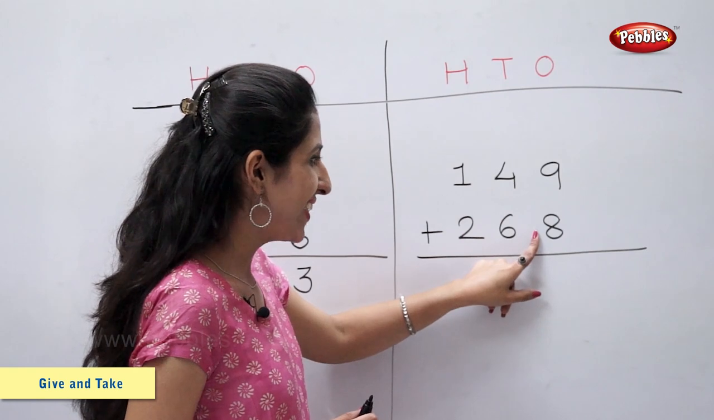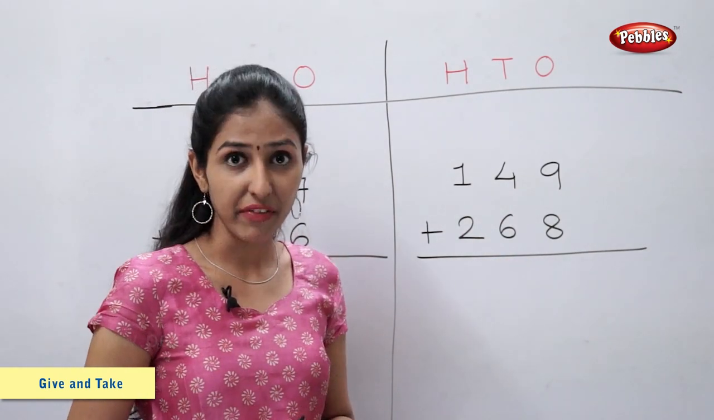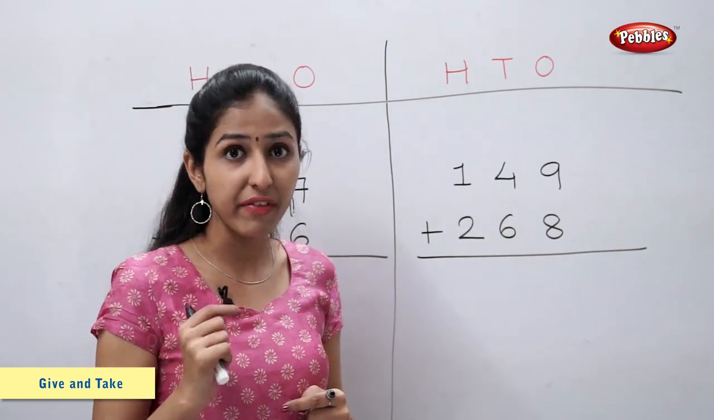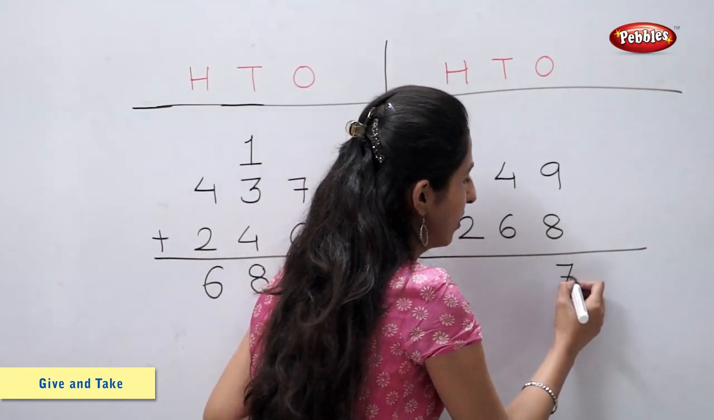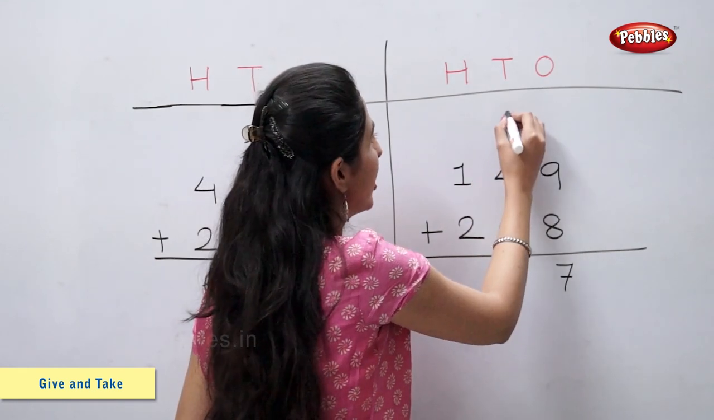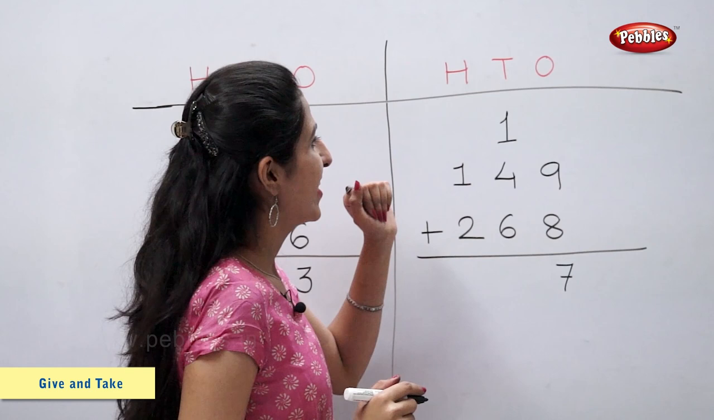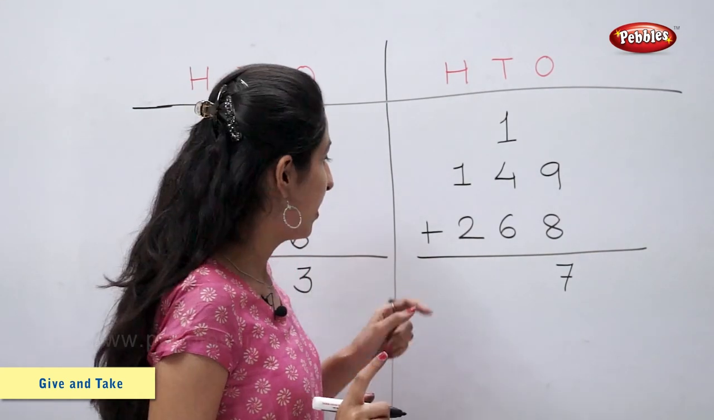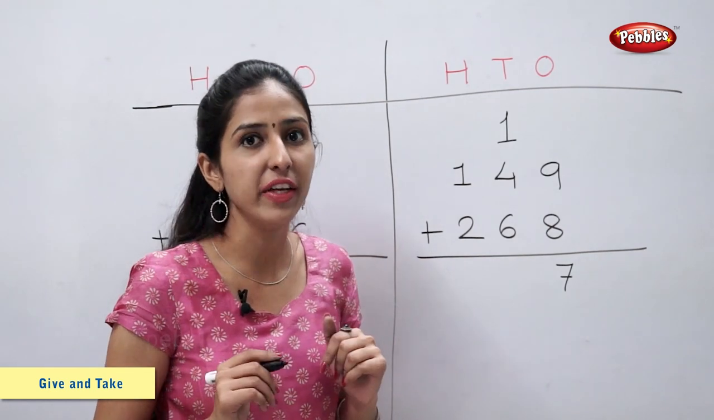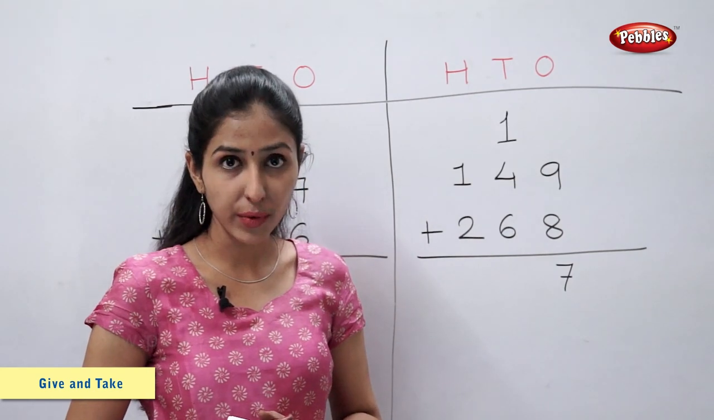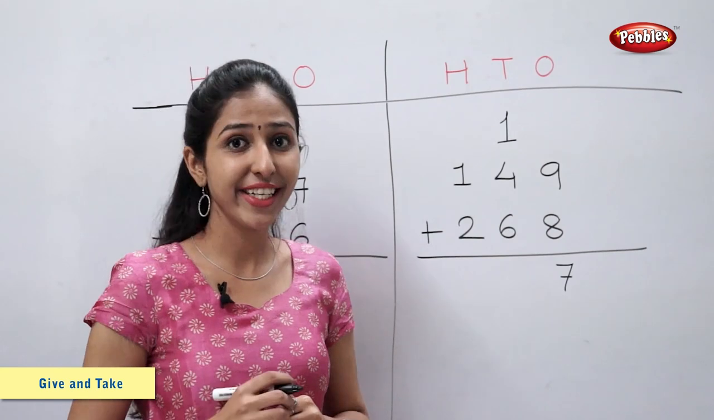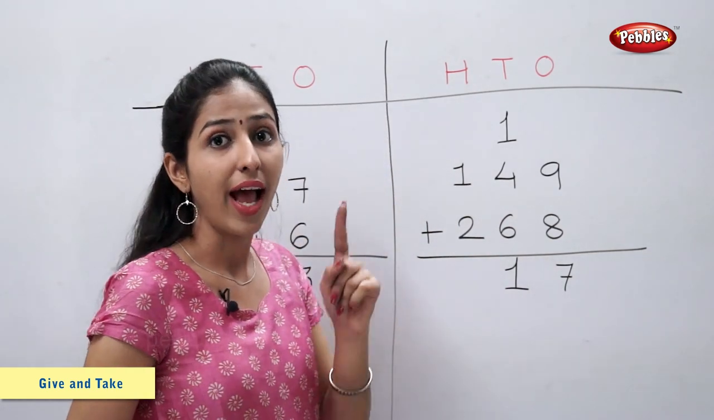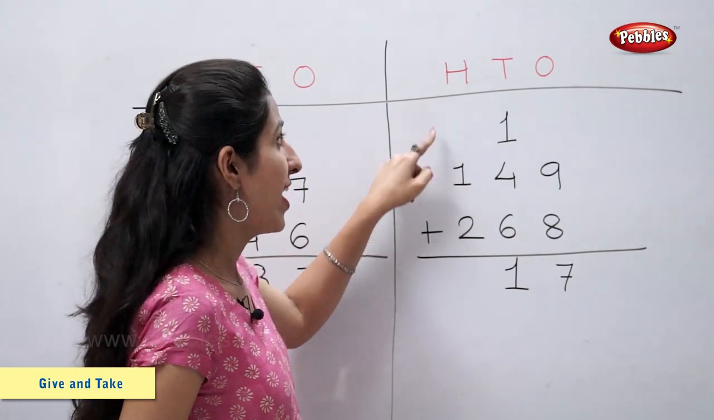9 plus 8 is equal to 17. 17 is equal to 1 tens and 7 ones. So, I will write 7 ones in ones column. 1 tens carry forward in the tens column. Let's add tens. 1 plus 4 is equal to 5 and 5 plus 6 is equal to 11. Now 11 tens is equal to 100 and 1 tens. So 1 tens in tens column and 100 carry forward in the hundreds column.